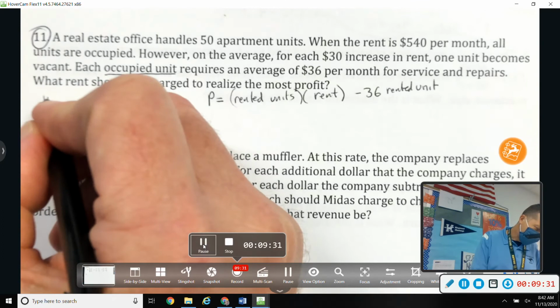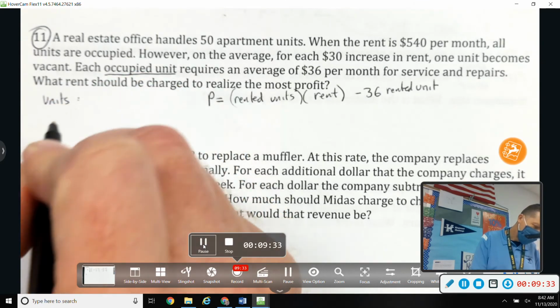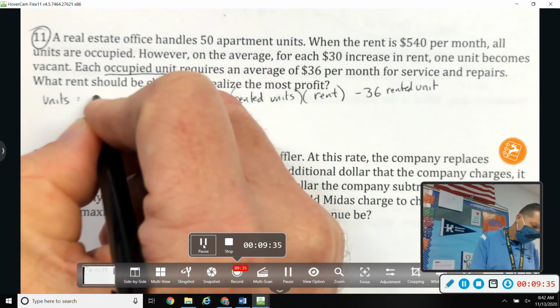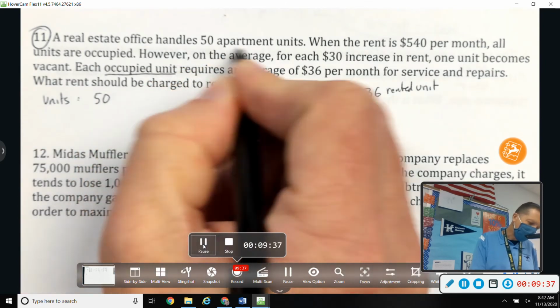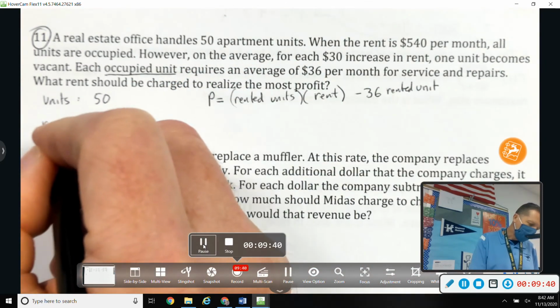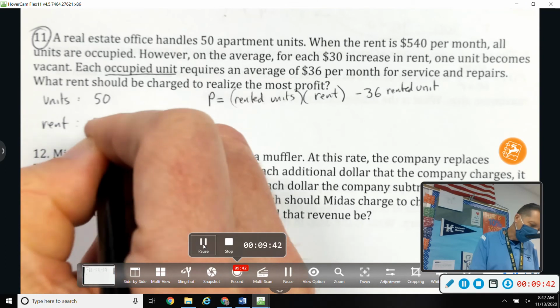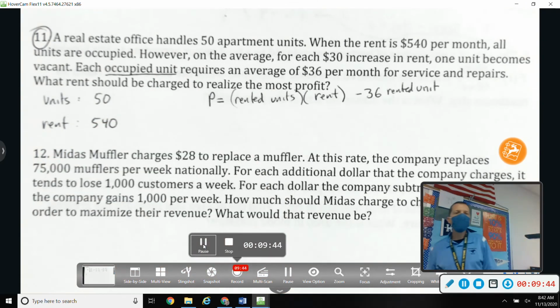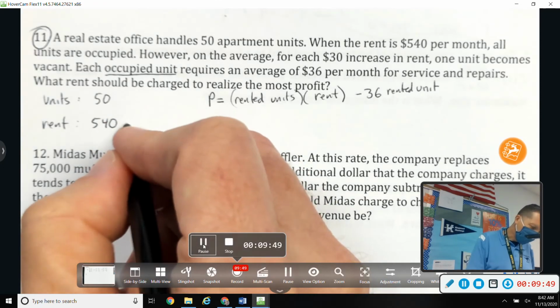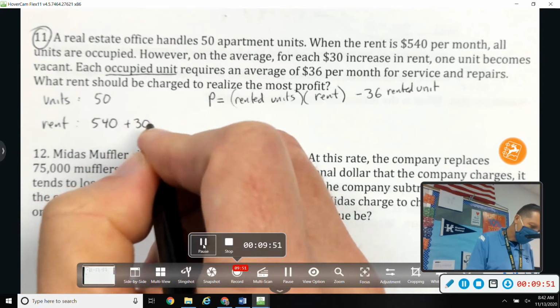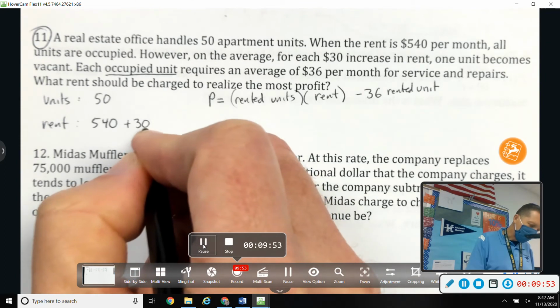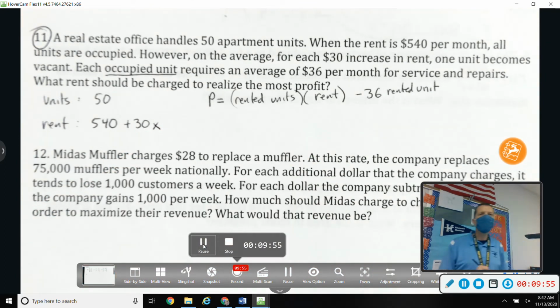So let's see, the units. We think there's 50, or it starts at 50, and rent starts at $540. But if we increase rent by $30, I'm not just going to do that once, I may do that a couple times, 3 or 4 times, right? The more you charge, the more money you make. Except that the more you charge, the less tenants you have. So that's the trick.